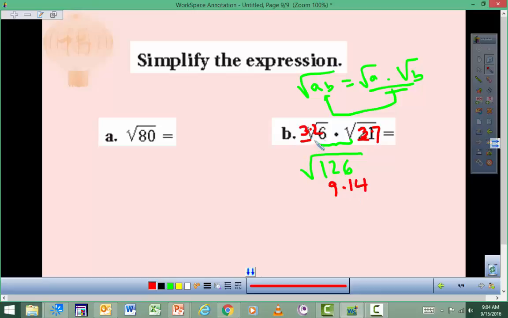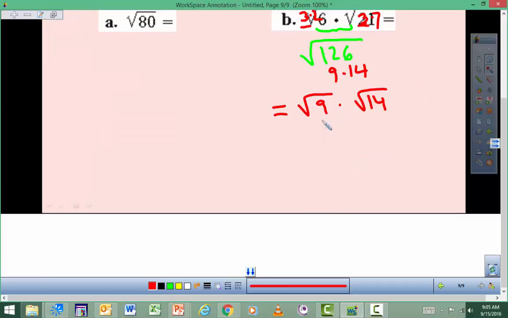So now what I want to do is re-split them up into this combination instead of the original combination. Does that make sense? And so now I want to write this as the square root of 9 times the square root of 14. And I did that because I know the square root of 9 is 3, and now I have 3 square root 14. Okay?